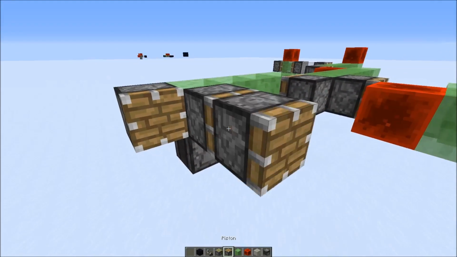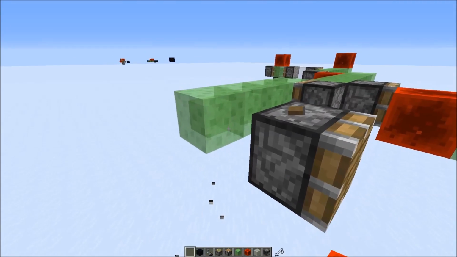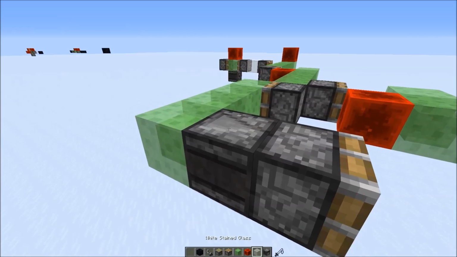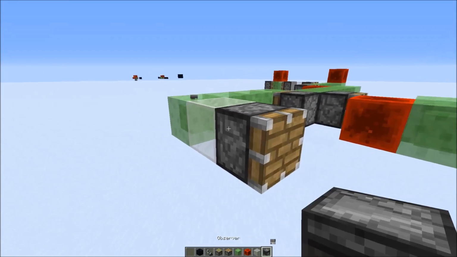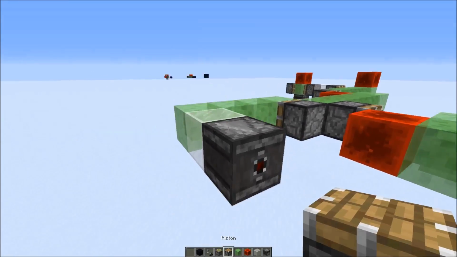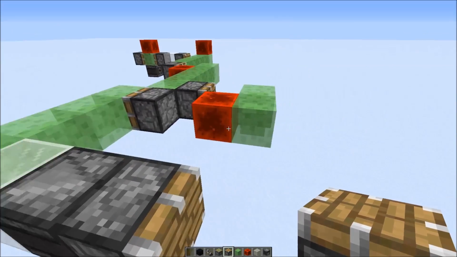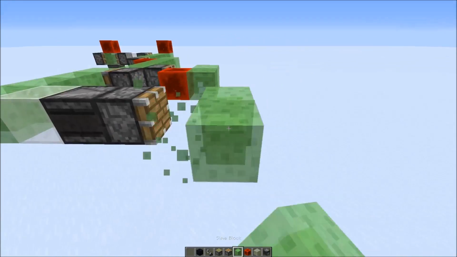You can also make an extension like this. Move the observer between there. So you don't need a slime block attached, since we always move in one direction. You could also make it like this. So there's really a lot of possibilities how you can do this. But basically we have a normal piston, and then it pushes some slime blocks.